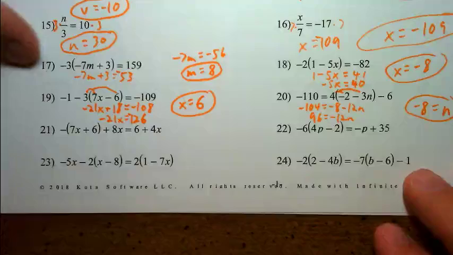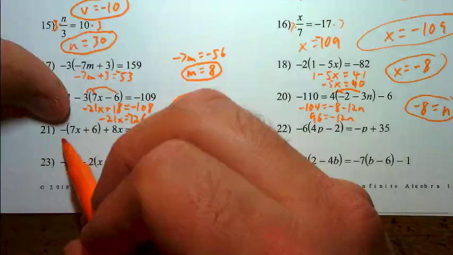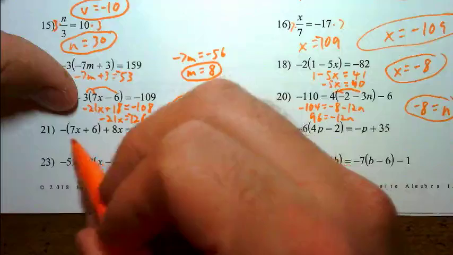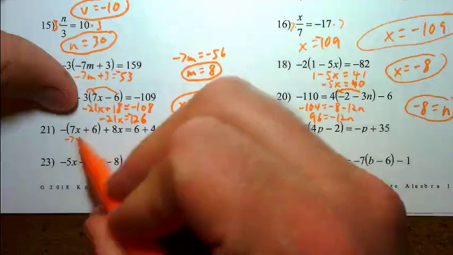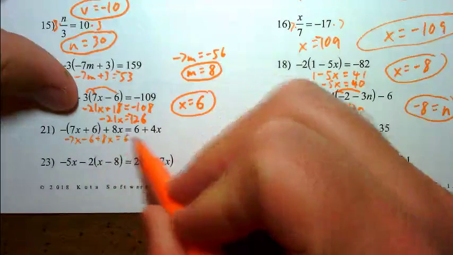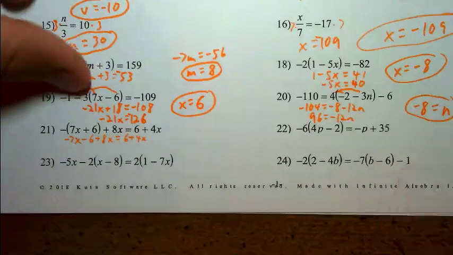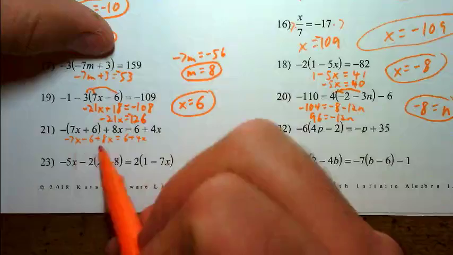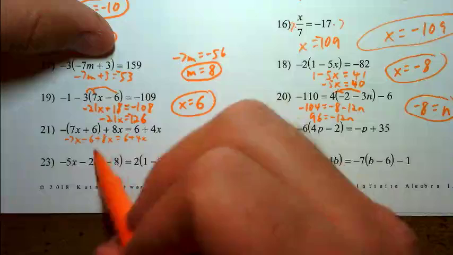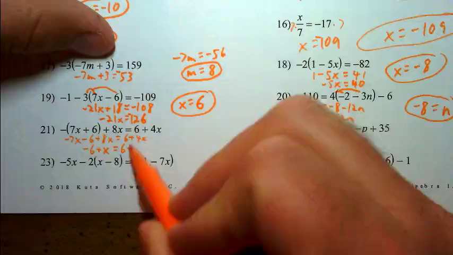On 21. You have a negative on the outside there. We can go ahead and distribute that to each of these. So we have a negative 7x minus 6 plus 8x equals 6 plus 4x. We also have x's on both sides of the equation, so that makes this a little bit harder. First, let's go ahead and combine these on this side. So 7x and 8x would just give us 1x. So I have negative 6 plus 1x equals 6 plus 4x.